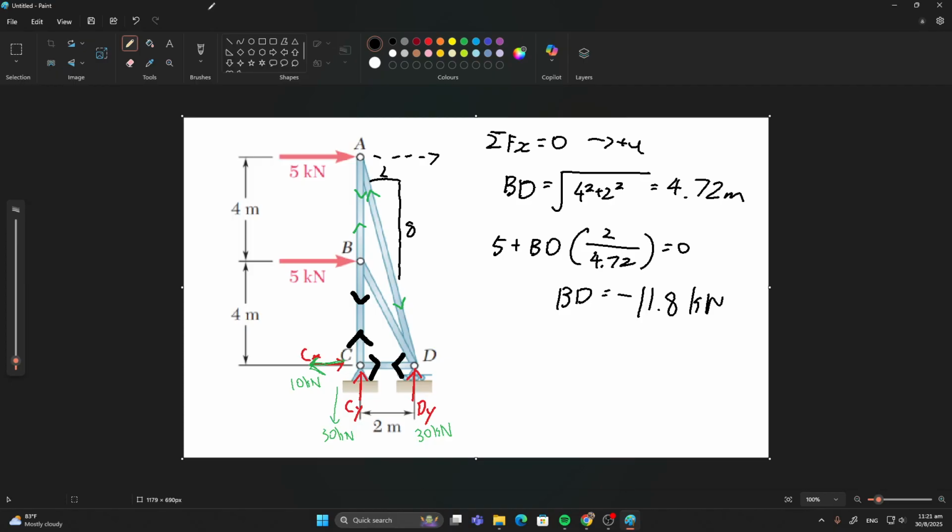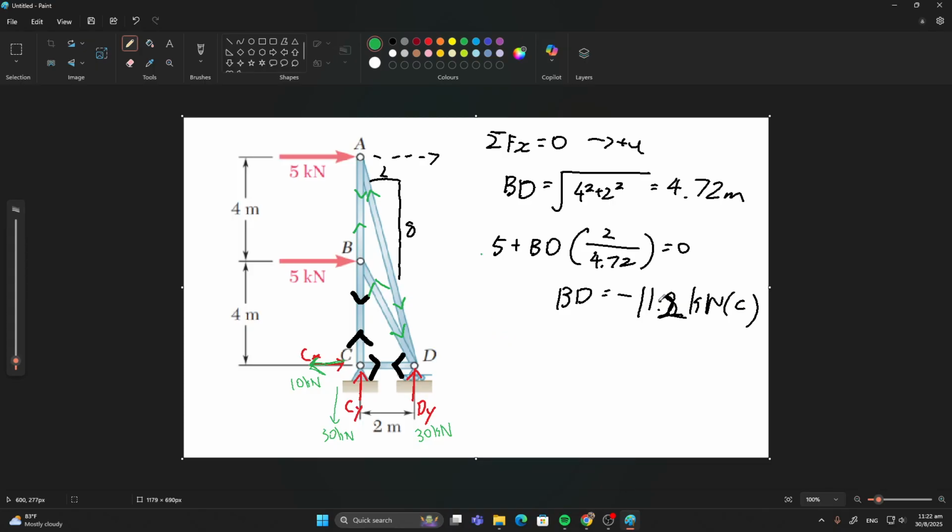Wait a minute. The answer sheet says 11.2. Why is that so? Oh, you know what? Because I left it in 3SF. But if you didn't leave it in 3SF, it's 11.2. This is why I like to leave it in 5SF. This is so confusing. But anyway, the working is correct. It's just that because I left this in 3SF, it changes a lot. Just know it's 11.2. And it's negative. That means it is a compression, so it's going towards the wrong direction.